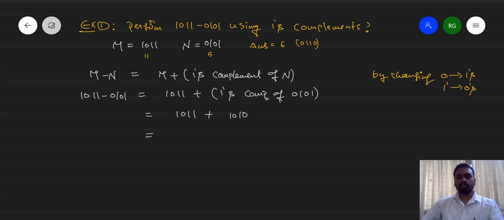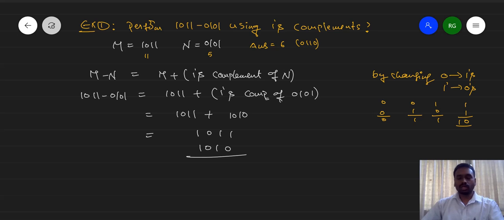Now we have to add these two, which can be done by writing one after another. 1011 is my m, and the 1's complement of n is 1010. Now we go for the addition. There are very simple rules. 0 plus 0 is 0, 0 plus 1 is 1, 1 plus 0 is 1, 1 plus 1 is sum 0, carry 1. The carry is propagated to the next higher order digit.